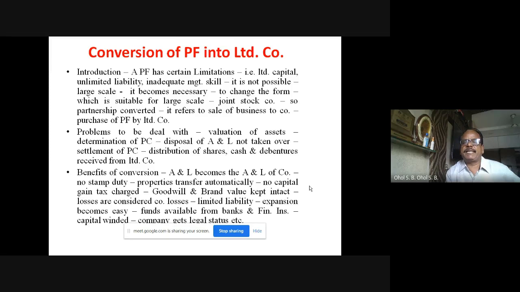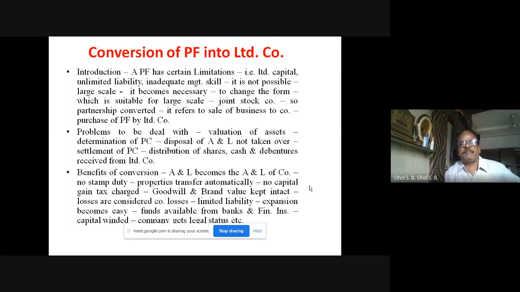Then, limited liability. If the partners now become shareholders in the limited company, their unlimited liability becomes limited liability. That means their private property does not come into danger. They are only liable to pay the amount they have invested in the shares or contributed to the capital. So their other property does not come into danger, and they become limited liability shareholders.